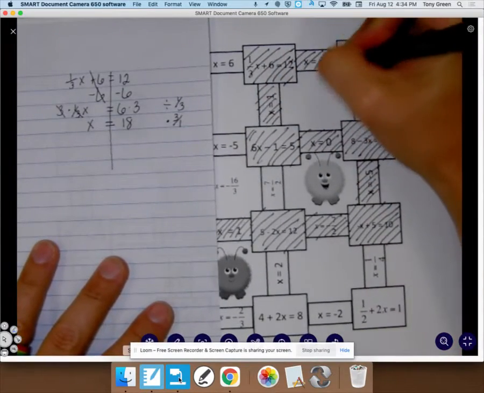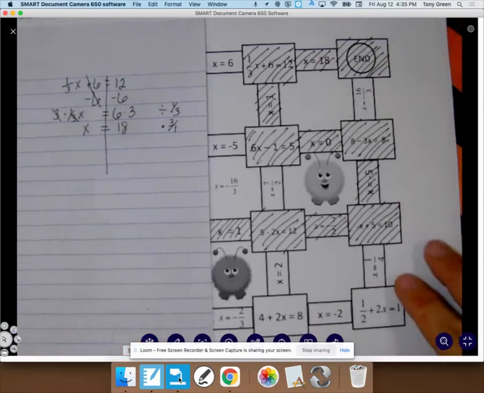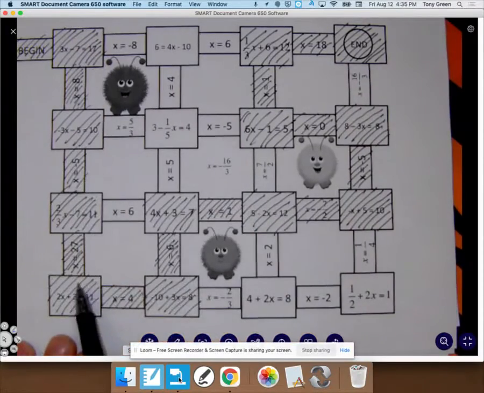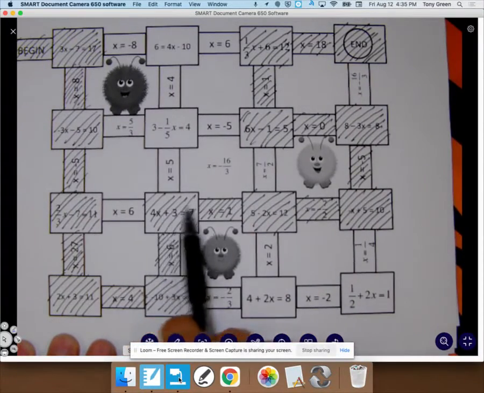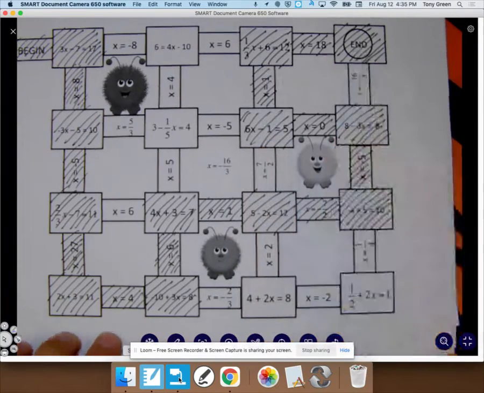Did this one and this one, and we made it to the end. So our final answer should look like this. It went down and over, up and all the way across, and up and back, up and finish.